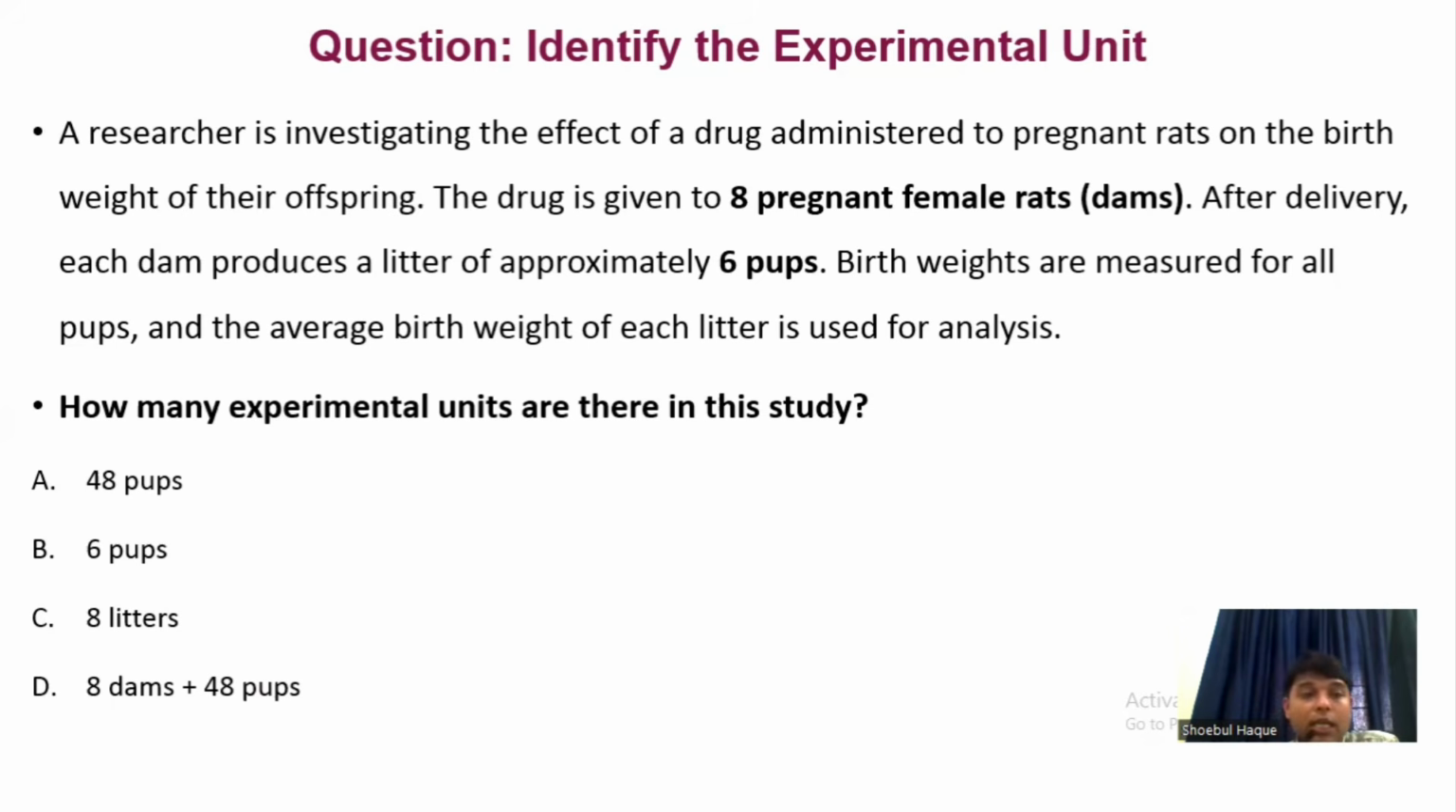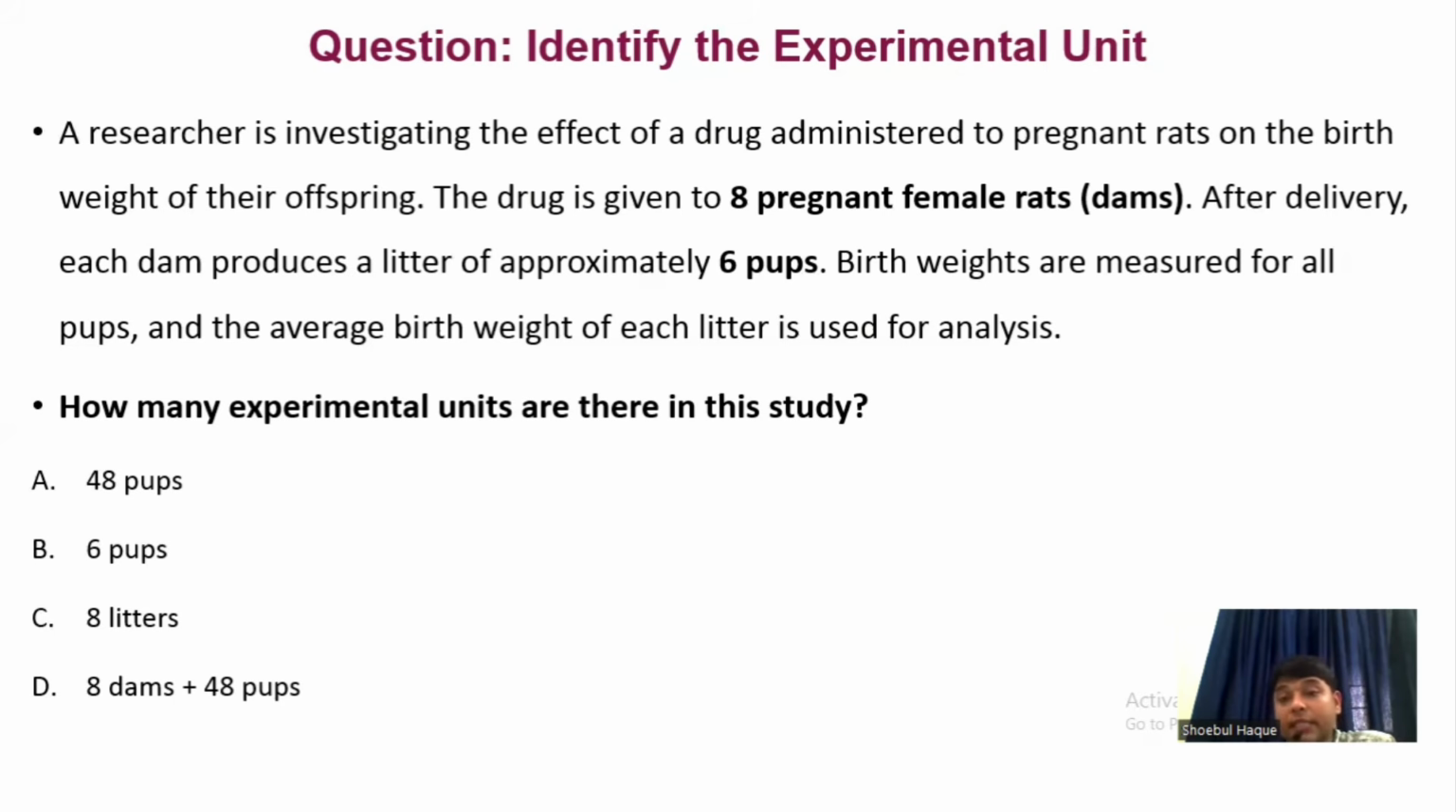Fourth question is, a researcher is investigating the effect of a drug administered to pregnant rats on the birth weight of their offspring. The drug is given to 8 pregnant female rats. After delivery, each dam produces a litter of approximately 6 pups. Birth weights are measured for all pups, and the average birth weight of each litter is used for analysis. So, how many experimental units are there in this study?